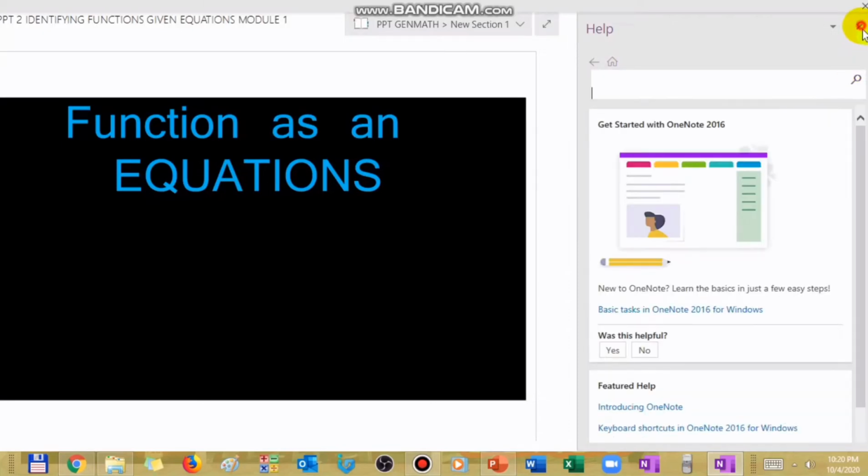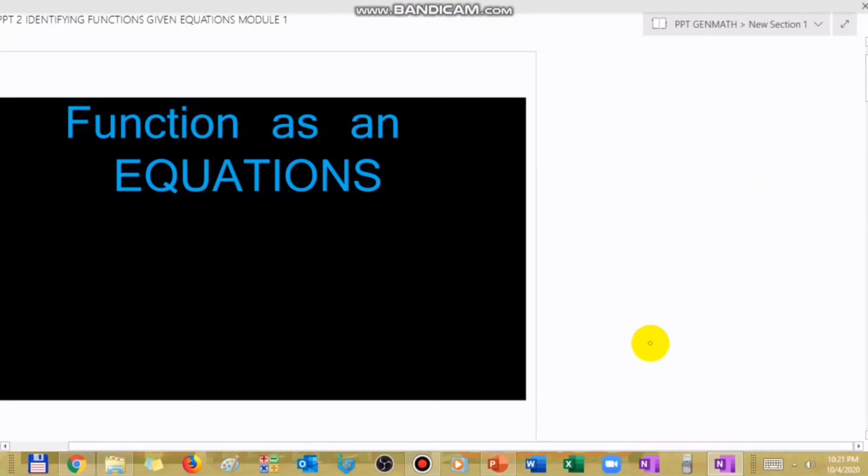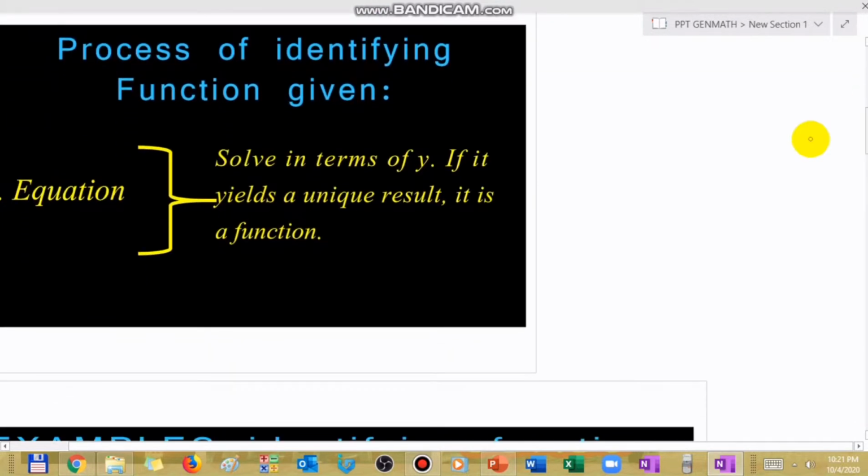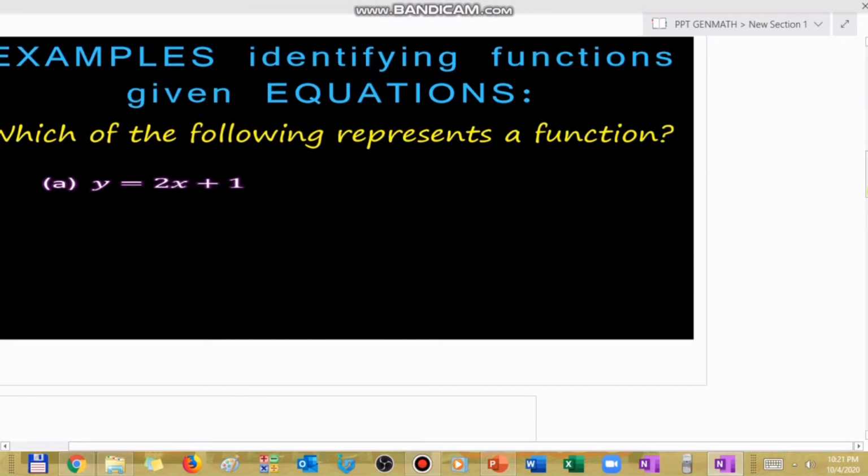What if we are given an equation? How are you going to identify if the given equation is a function or not a function? The process to do that is we solve in terms of y. If it yields a unique result, it is a function, meaning we will solve values of x in terms of y. So to illustrate, we have this given example.